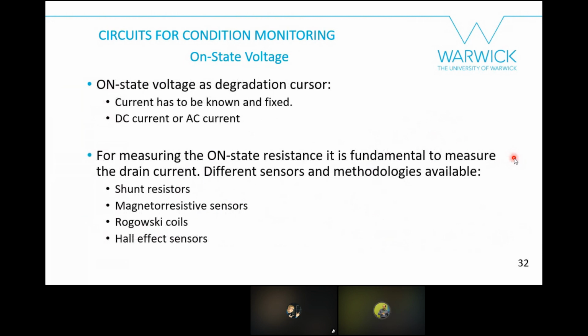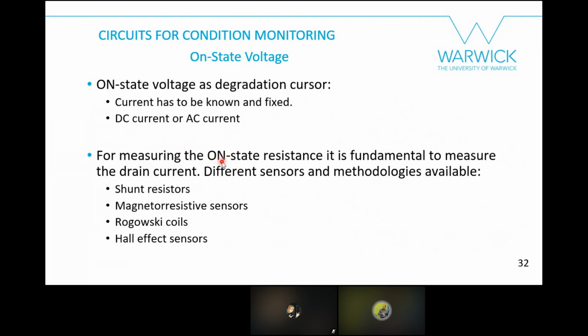So now that we managed to measure the on-state voltage, something that I would like to remark is that in order to use the on-state voltage as a degradation indicator, the current has to be known and fixed. It may be DC current or AC current, but remember that the on-state voltage is also current dependent. So if you are just monitoring randomly the on-state voltage during operation and your current is changing, your on-state voltage is going to change. So if you want to use the on-state voltage, you need a known and fixed current that can be both DC or AC.